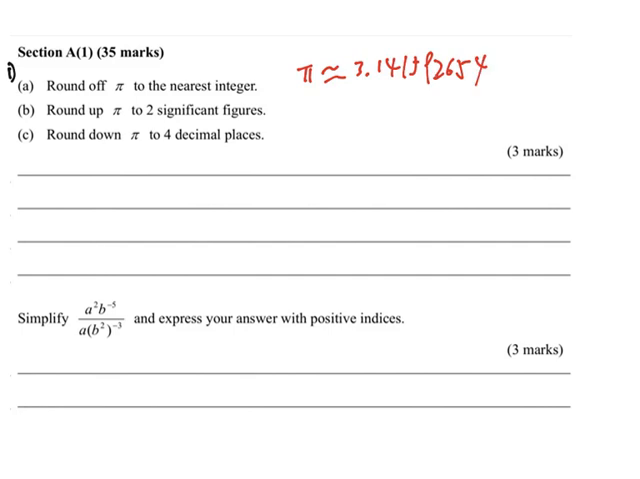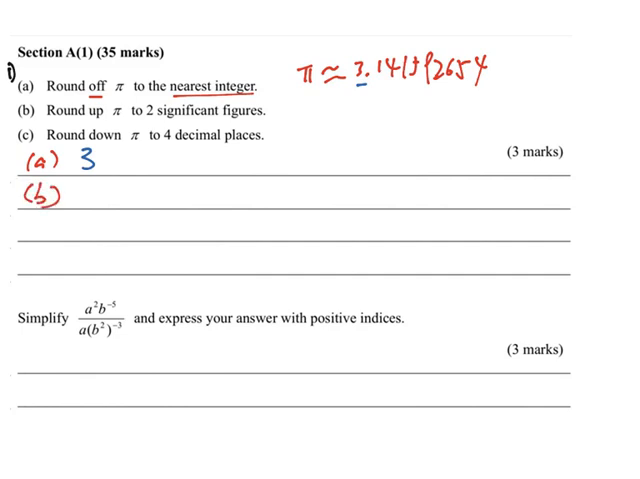For part A, nearest integer for round off. Then we will see for integer, 1 is less than 5, so it can't add 1. So for question A is 3.